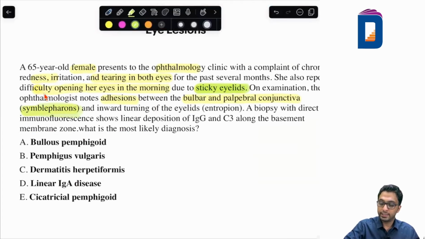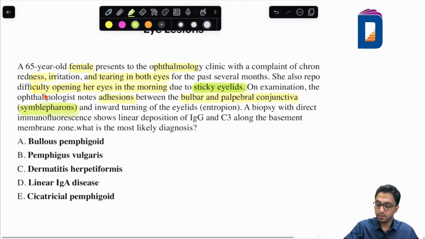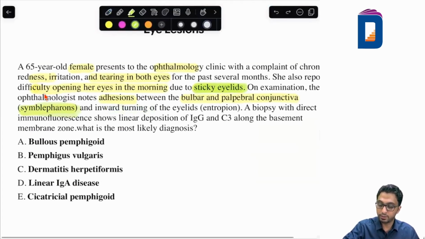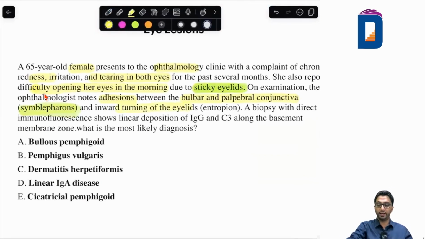And also there is inward turning of the eyelids, which is called entropion. The biopsy, this is all not very significant. A biopsy with direct immunofluorescence shows linear deposition of IgG and C3 on the basement membrane zone.